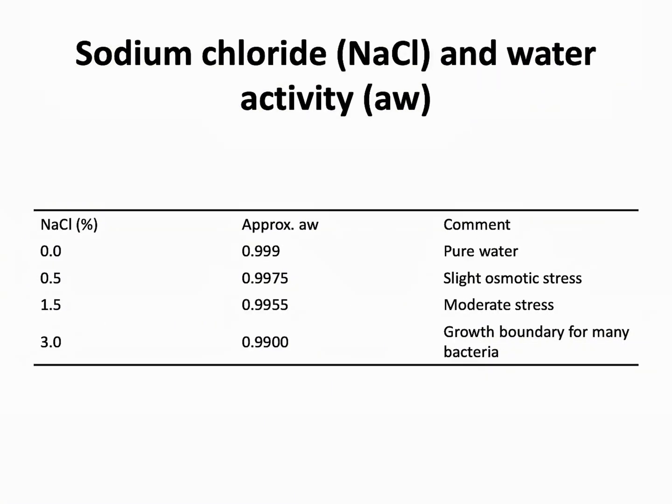You can see here, for example, when we have no salinity, pure water, the water activity is approximately 1. But when we increase the salinity up to 3%, the bacterial growth is reduced. At 0.5% we have a slight osmotic stress, at 1.5% sodium chloride we have moderate stress, and at 3% we have the growth boundary for many bacteria, so they cannot grow. That's why we have less microbial activity in saline and hypersaline waters.